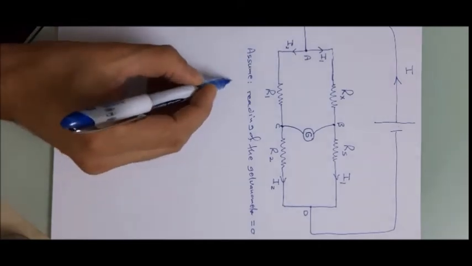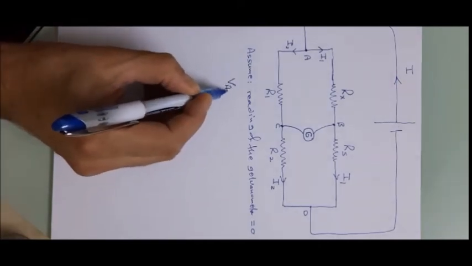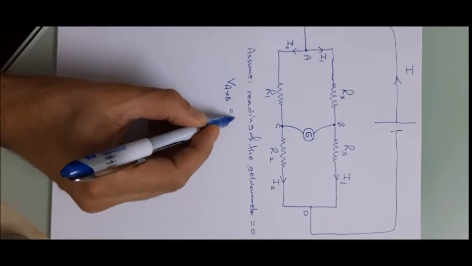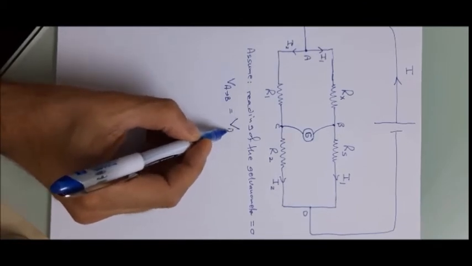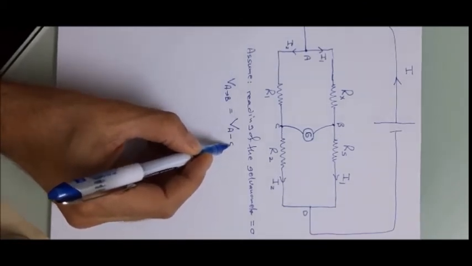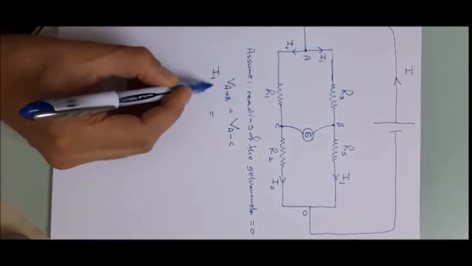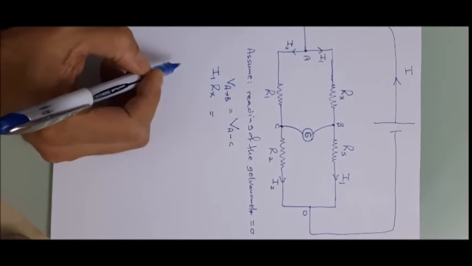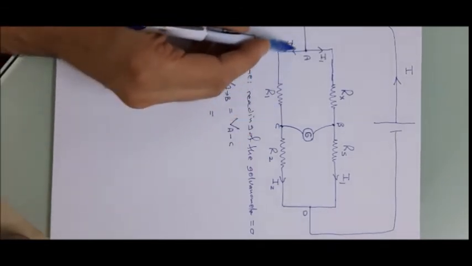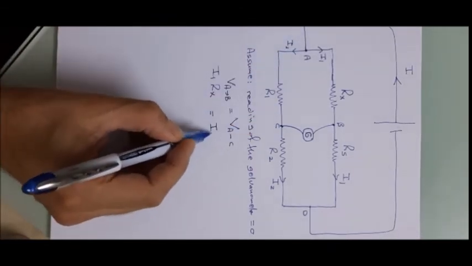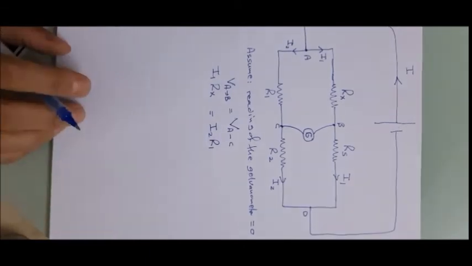So the potential difference from A to B is the same as the potential difference from A to C, since B and C are equal. But this potential difference from A to B is I1 multiplied by Rx, and the potential difference from A to C is I2 multiplied by R1.